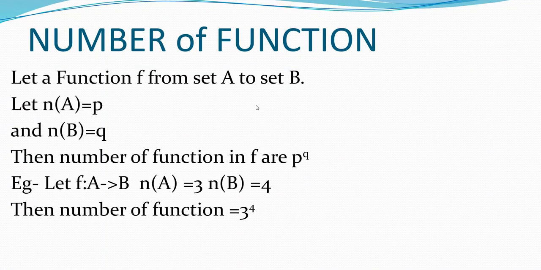Now if we have to find the number of functions, that is, set A has p elements and set B has q elements, then the number of functions from A to B will be q to the power p. Let's have an example. If n(A) is 3 and n(B) is 4, then the number of functions will be 4 to the power 3.